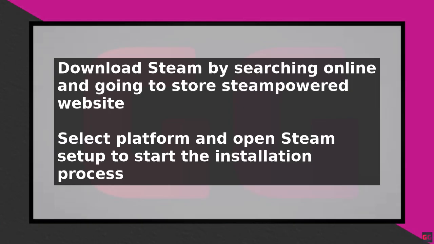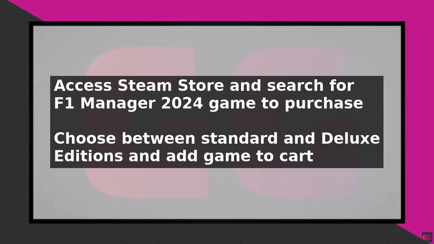Select your platform, such as Windows, and open the Steam setup that has been downloaded. Follow the installation prompts, clicking Next and selecting your language. Then choose a destination folder for the installation, which can be left as default or changed. Once Steam is installed, open it and either log in or create an account, which is a straightforward process.